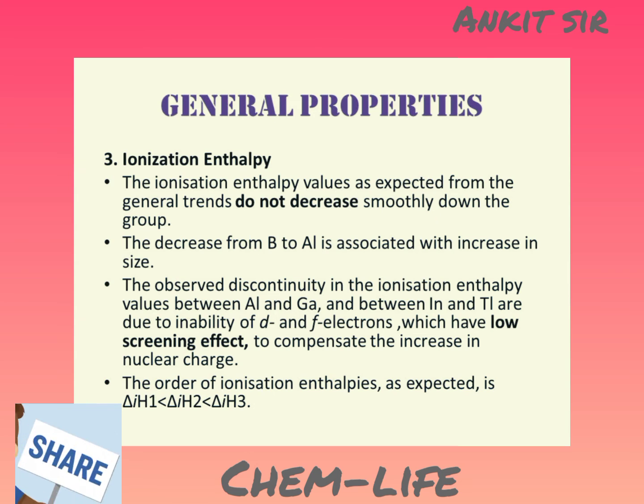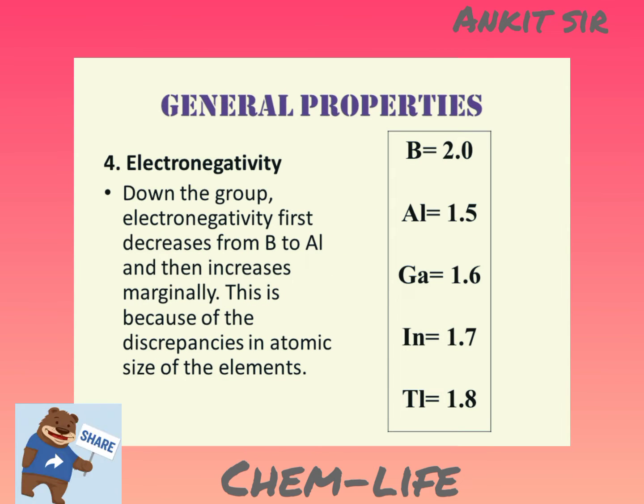General properties. Electronegativity. As you know, down the group, electronegativity first decreases, that is from boron to aluminium, which you can see in the table. Boron has electronegativity 2.0, aluminium has 1.5, which is a decrease. After that it increases from gallium to thallium. Gallium has 1.6, indium has 1.7, and thallium is 1.8 because of the discrepancies in atomic size of the elements.